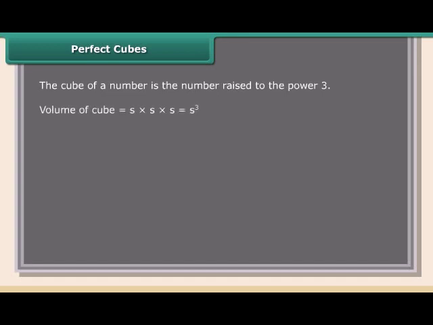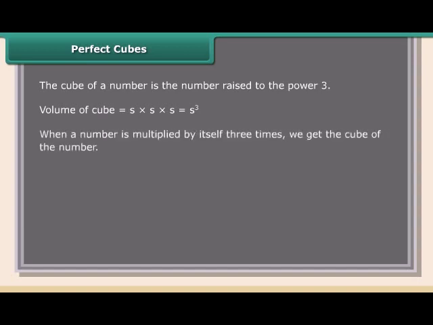Perfect cubes. The cube of a number is the number raised to the power 3. The volume of a cube is equal to s into s into s, which is equal to s cubed. When a number is multiplied by itself 3 times, we get the cube of the number.